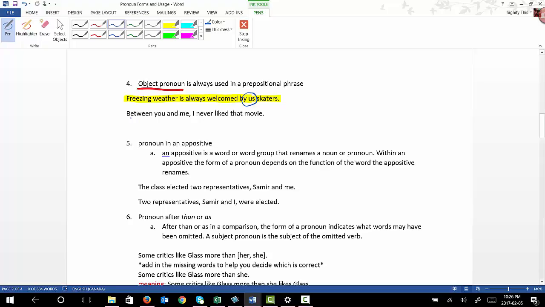And then we also have the phrase "between you and me." Many people think that it's "between you and I" because it comes at the beginning of the sentence, but that's not the case. This is a prepositional phrase, which means that you use the object pronoun in here. So, between you and me. I never liked that movie.